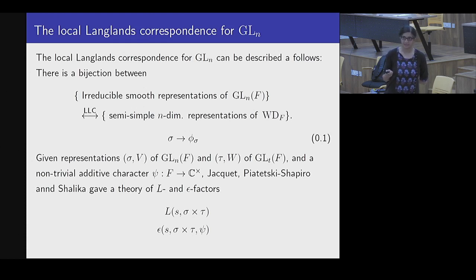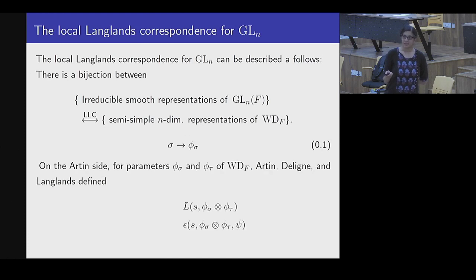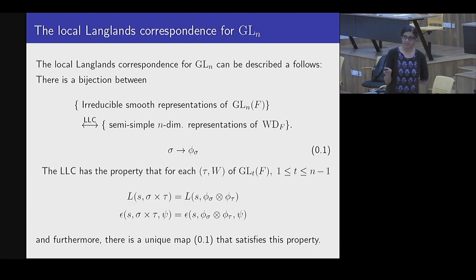Here psi is an additive character, and there is a similar theory for representations of the Weil-Deligne group WD_F, which is due to Artin, Deligne, and Langlands. Here I'm looking at the tensor product of phi_sigma and phi_tau. The local Langlands correspondence is supposed to preserve these invariants, the L and epsilon factors, and in fact it is a unique map that is characterized by this property.